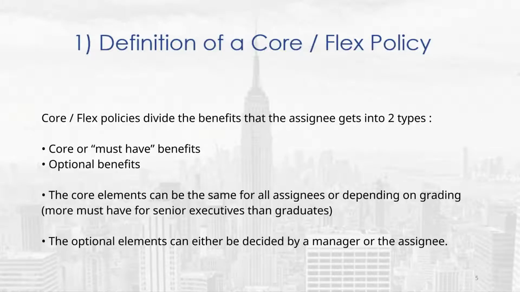In a core flex policy, the benefits are divided into two types: core or must-have benefits and optional benefits. The core elements can be the same for all assignees, or actually you can have different levels of core depending on, let's say, the grading of the employee. Obviously, a senior executive may need more core elements than a young graduate. The optional elements are usually decided by the manager, or you can have a mix between the manager and the assignee, or sometimes only by the assignee.